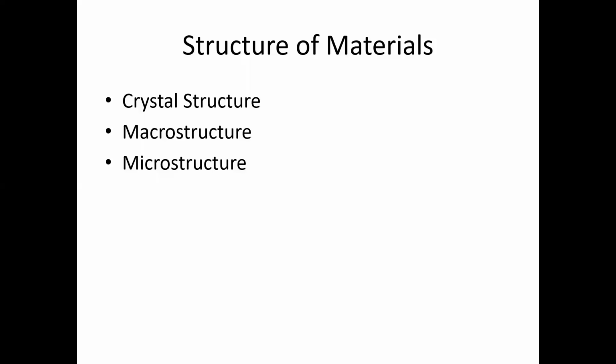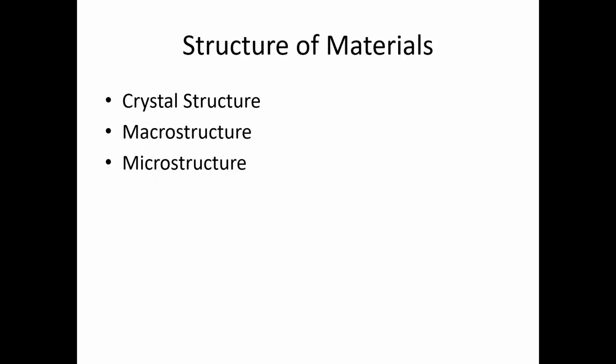There are three different types of structures of materials available. First one is crystal structure, second one is macro structure, third one is microstructure. Macro structure is the structure that you can see with your unaided eyes, or you can use a low power magnifying lens below 10x to see the macro structure of a material.